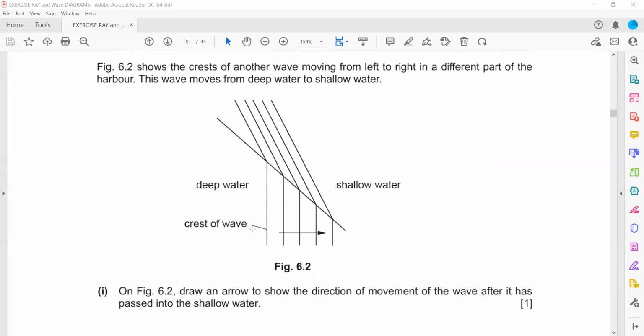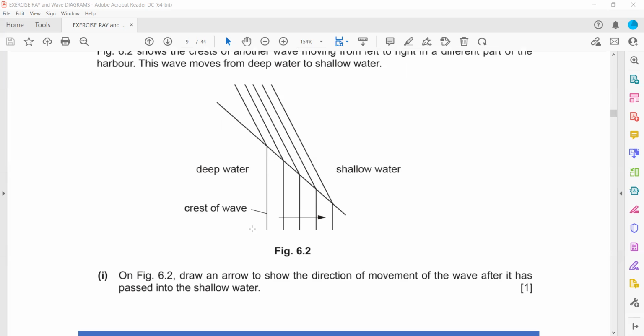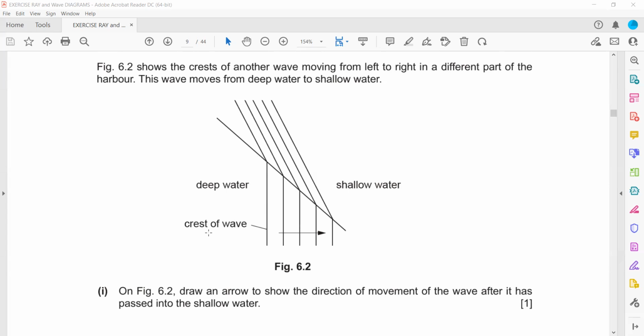Then figure 6.2 shows the crest of another wave moving from left to right in different parts of a harbor. This wave moves from a deep to a shallow region, as you can see. On the figure, draw an arrow to show the direction of movement of the wave after it has moved. So remember, the direction of the wave and the direction of the wavefront are always 90 degrees.